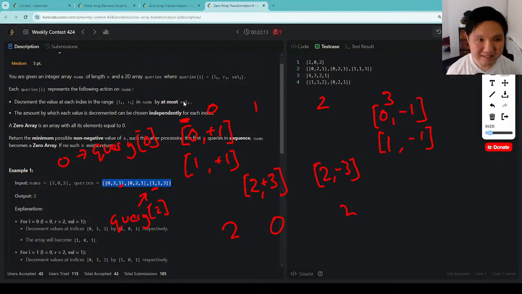Because yeah, it's supposed to be a medium. It's not supposed to be hard. Damn it. If it's a hard, then I might add some kind of binary search or some pre-processing. But if it's a medium, it shouldn't be this difficult. Damn it.